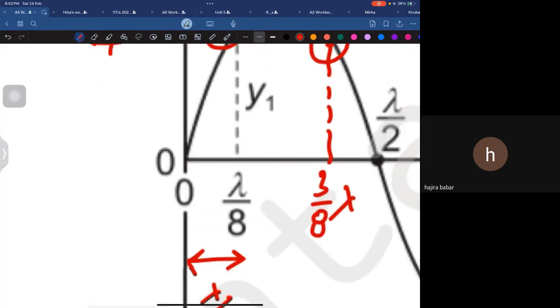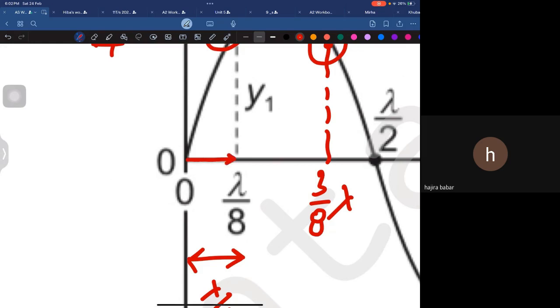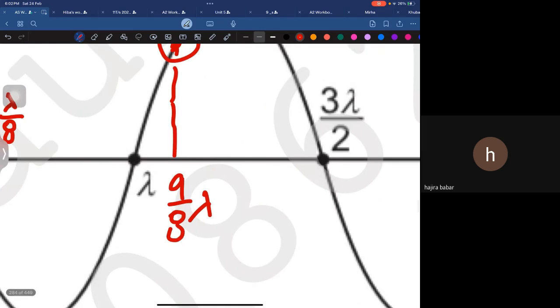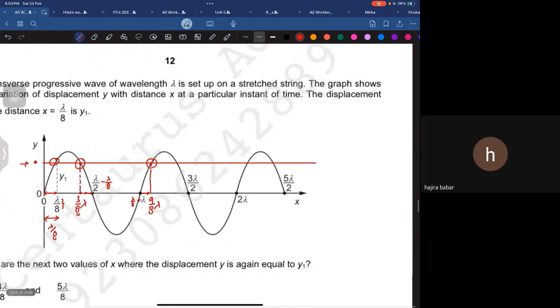Now, the difference, like this length, is equivalent to lambda by 8. So if I want to find a point before this, the length I have to subtract from this is lambda by 8, which is 3 by 8. Do you get it? And in this one, because I've got to go forward, I have to add lambda by 8 to it to get that. Yes, very good. All right.